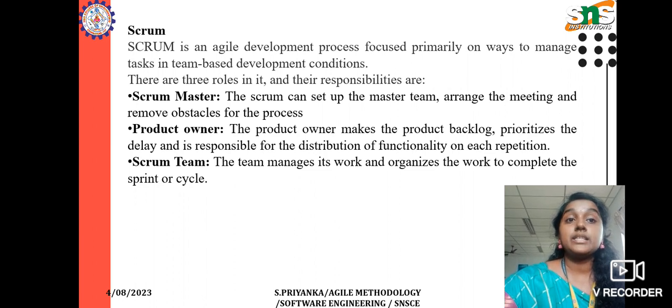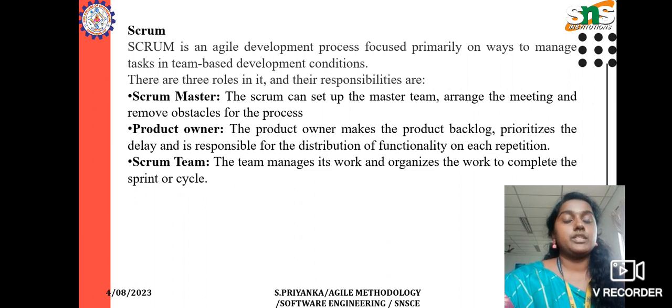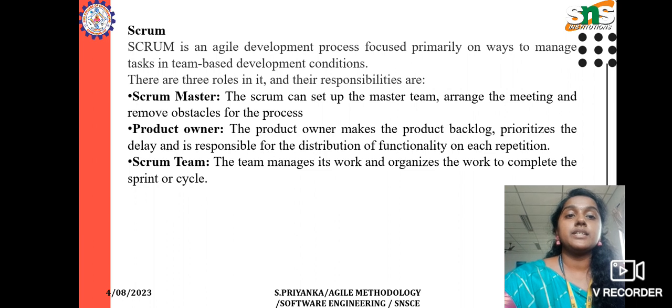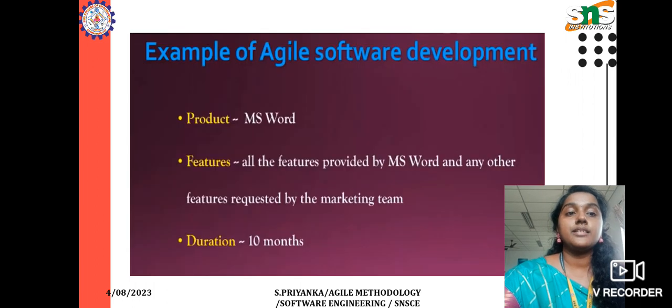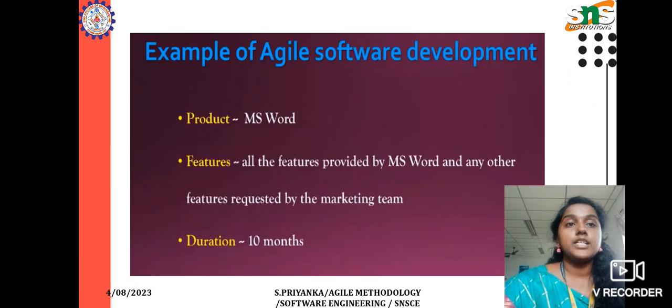The Scrum Master sets up the team, arranges the meetings, and removes obstacles from the process. The product owner makes the product backlog, prioritizes the items, and is responsible for the delivery of functionality. Next is the Scrum team. The team manages its work and organizes the work to complete the sprint or cycle. Next, let us see an example of agile software development.